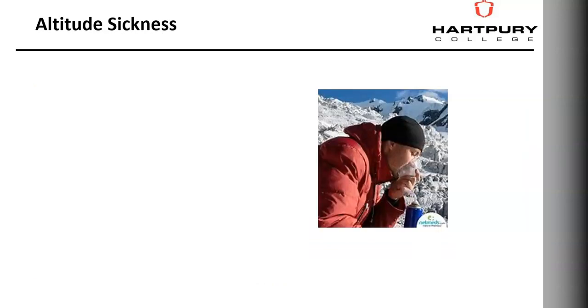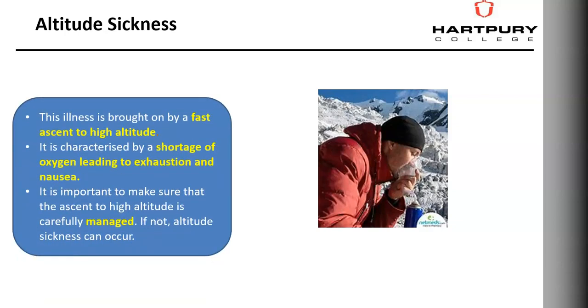Then we have altitude sickness as a response. So the higher we go in altitude, the more likely we are to suffer from altitude sickness. So this is an illness brought on by a fast ascent to high altitude, characterised by shortness of breath or a shortage of oxygen leading to exhaustion and nausea. So it's important to make sure that the ascent to high altitude is carefully managed, otherwise you could suffer from this sickness. So what other symptoms do you think can occur if you were to suffer from altitude sickness?